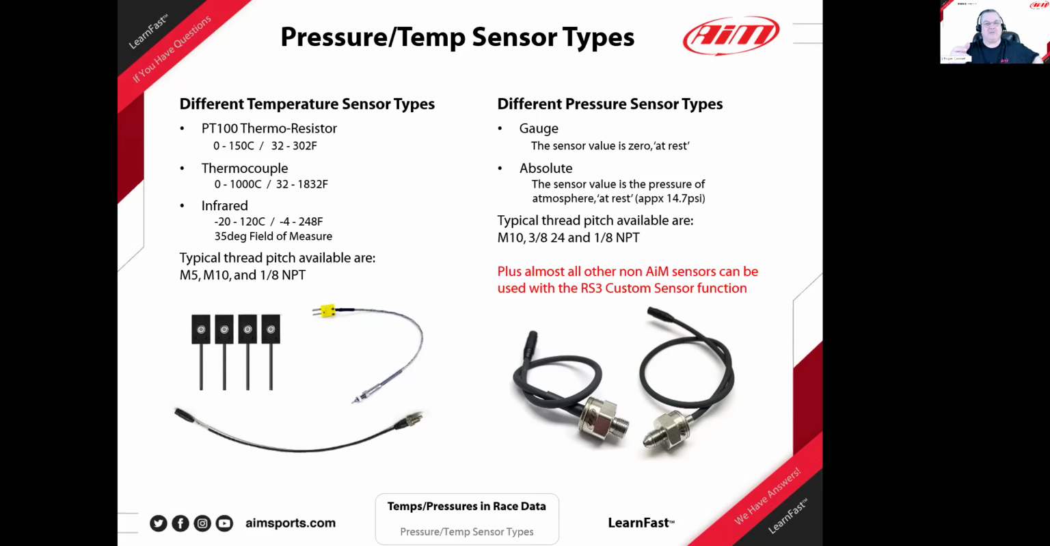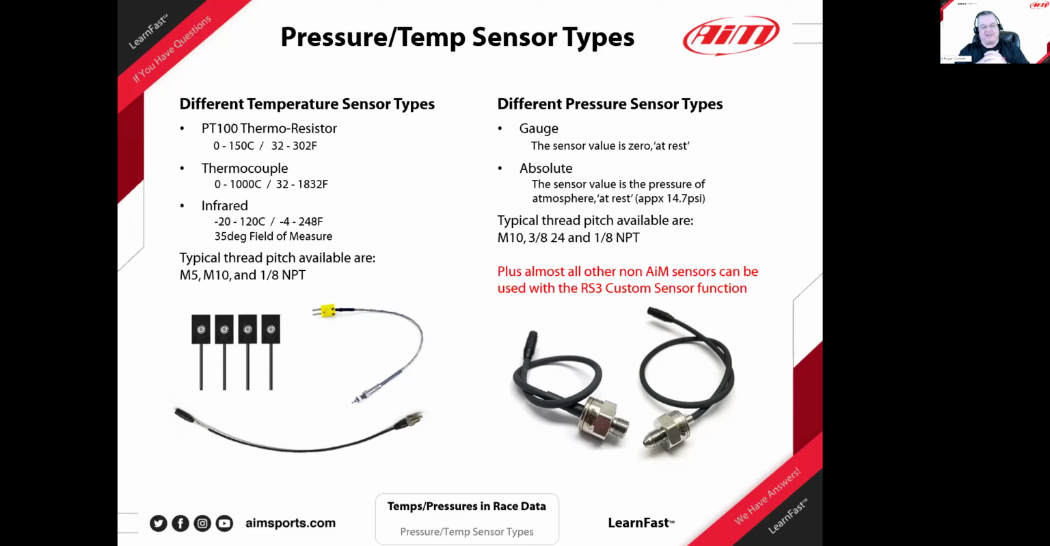So you can point those at a lot of different things, right? Keep that in mind. I don't have any really good examples of that later, but that gives you an idea. On the pressure sensor side, there are two things that I get a lot of questions on.